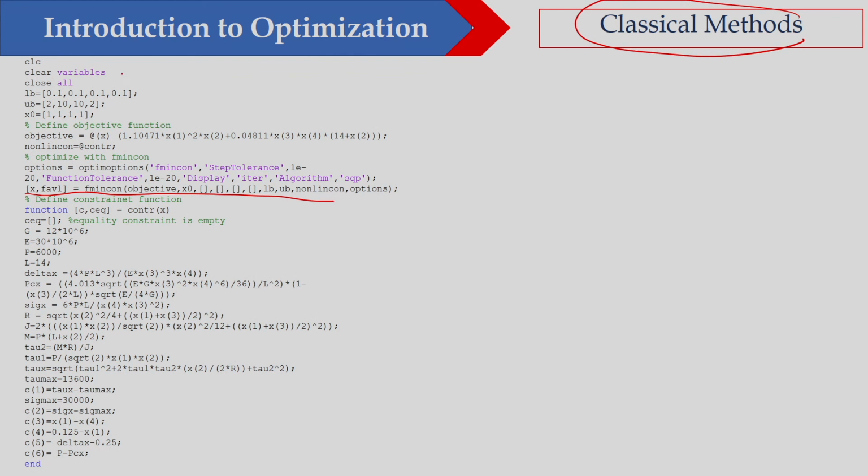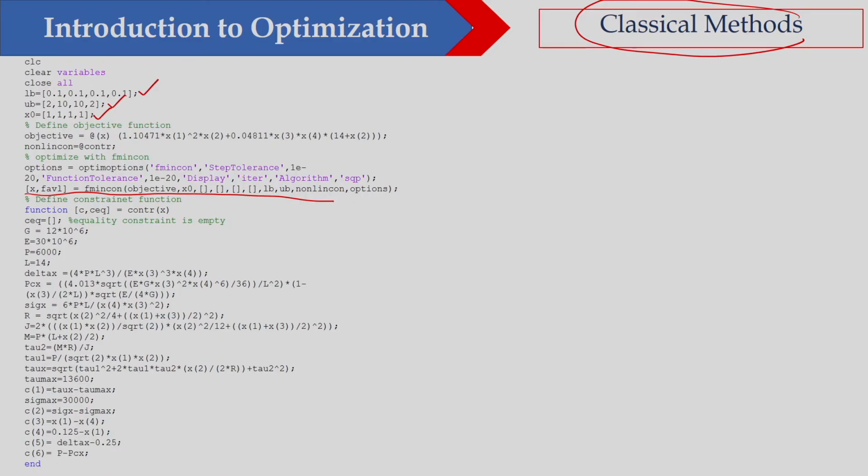Already you have solved several problems. So, I have to define the lower bound, the upper bound, and an initial point, because I am using the classical optimization method. I am using the fmincon algorithm, so I have to define this initial point and then define the objective function.